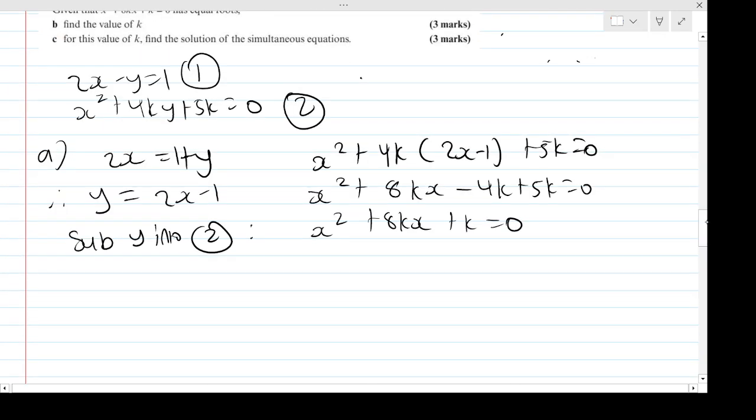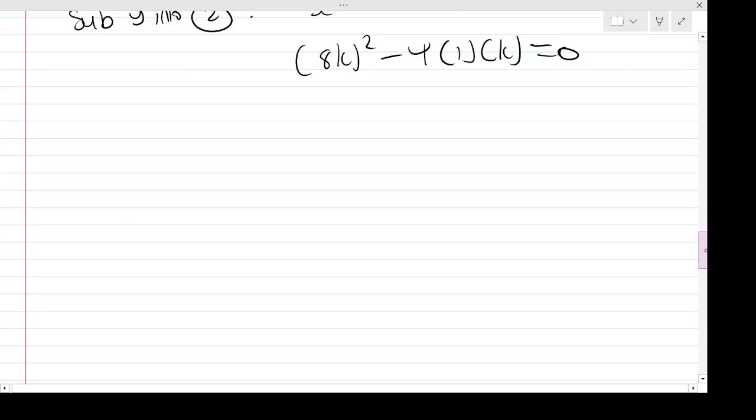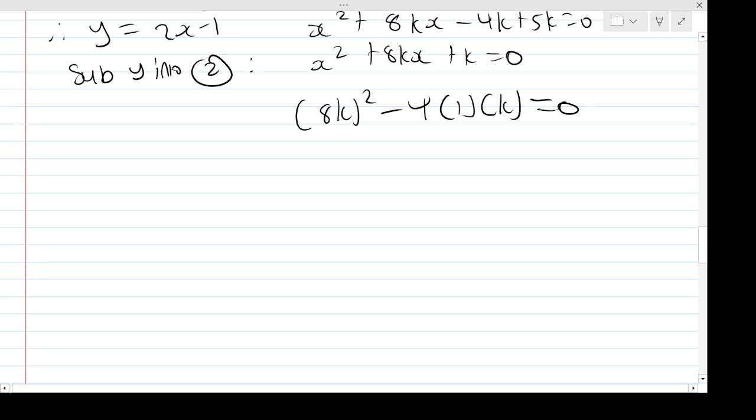So let's consider the discriminant. b is the coefficient of x, which is 8k. That's b squared, 8k squared, minus 4 lots of a. Now that's just a coefficient of 1, remember, a hidden coefficient of 1. Then 4 times 1 times k, and c would be just k, the number at the end, and that's going to equal 0. It's equal to 0 because the discriminant is 0 when we have equal roots, which means we have one distinct solution. Distinct meaning different, by the way. The roots are not different because they're equal, so there's only one distinct solution. Anyway, we get this equation because of the discriminant.